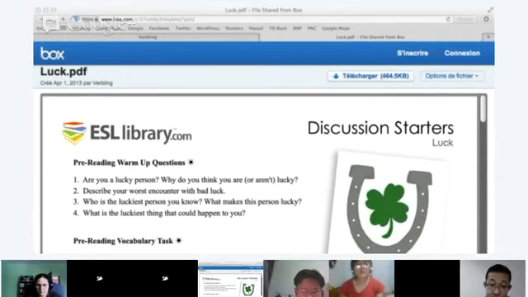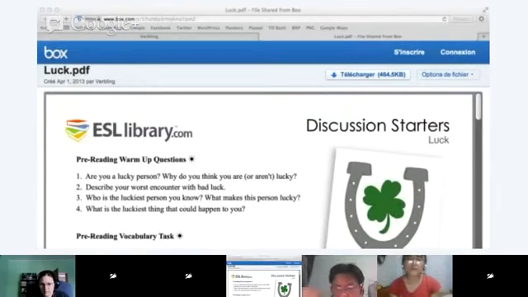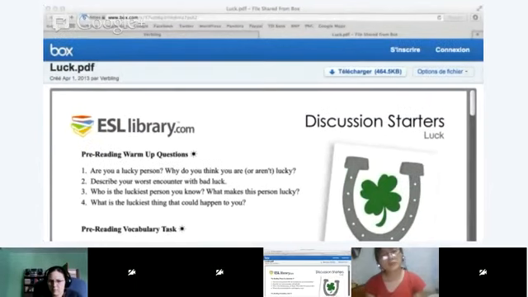So I can give an example. I think the luckiest thing that could happen to me would be winning the lottery, because then I could pay off my student loans for college, and I could buy a car, and that would be very useful. I would no longer be poor, so that would be great. Winning the lottery. Anyone else? What do you think would be the luckiest thing to happen?